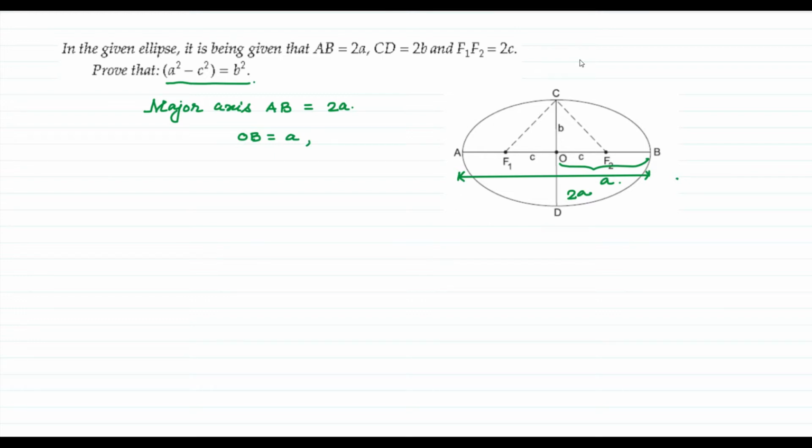Here it is given F1F2 equals 2c. Generally, OF1 equals OF2, which will give c. Here CD is the minor axis, whose length is given as 2b. So if 2b is the length, half of the minor axis is b.